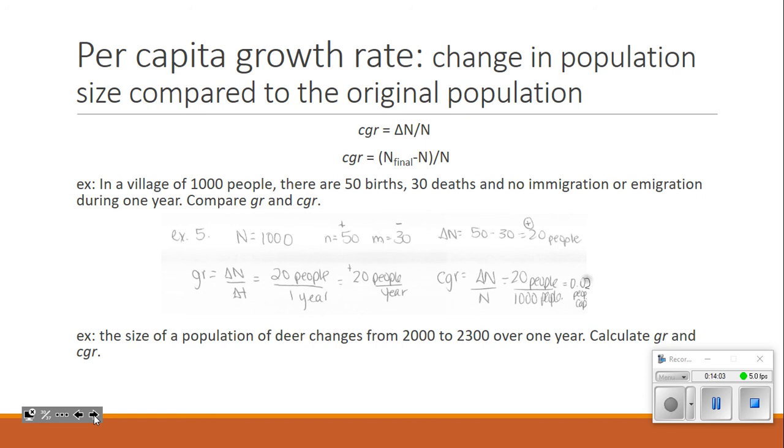So sometimes questions will give you a start and an end date, and sometimes we'll just tell you flat out, this is how much time passed. In this scenario, I told you it was during 1 year. That's the change in time, so we don't have to calculate it. So my growth rate in this scenario would be plus 20 people per year.